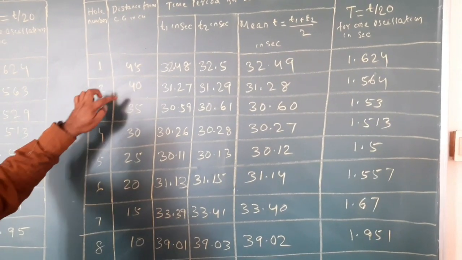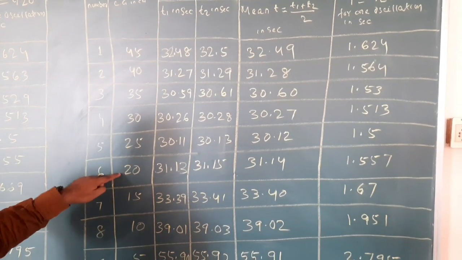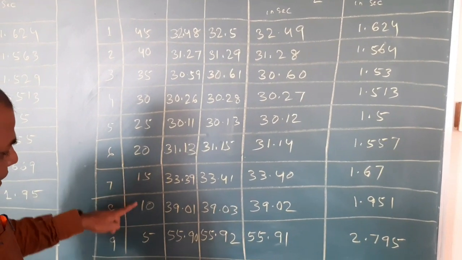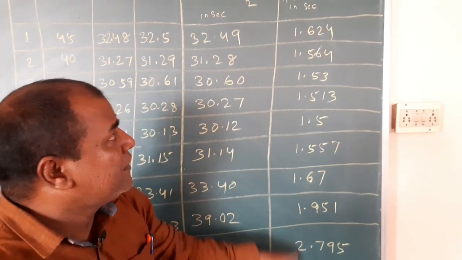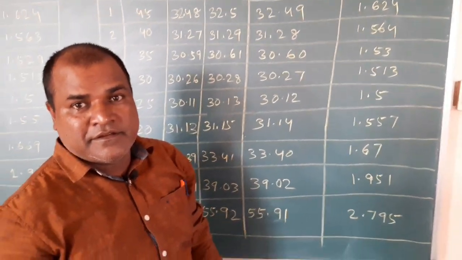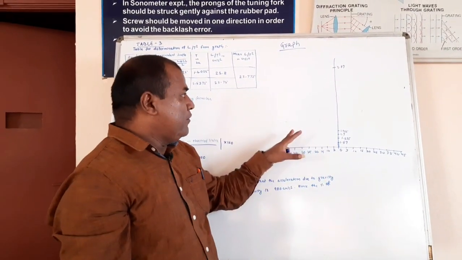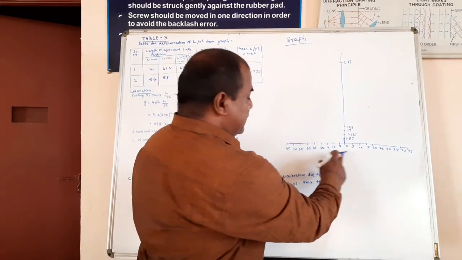Similarly, for 40, 35, 30, 25, 20, 15, 10 and 5, these are the corresponding time periods for 1 oscillation, that is capital T. Then go to the graph side. By using table 1 and table 2, here we have to find the graph.